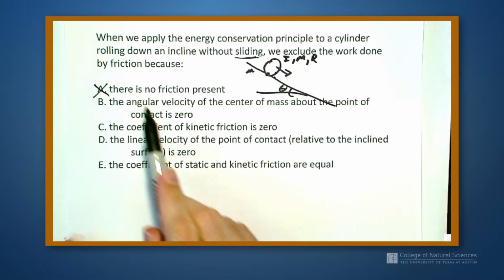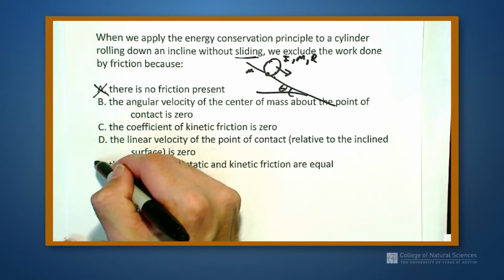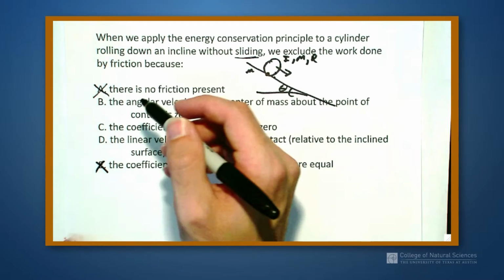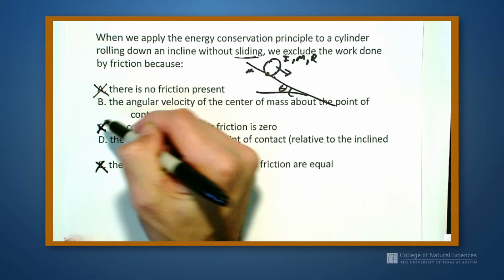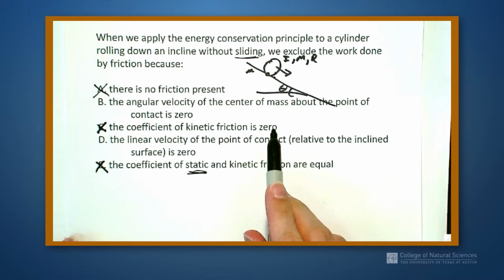So there is friction. Coefficient of static friction and kinetic friction are equal. That just doesn't really actually make any sense. Coefficient of kinetic friction is 0. We're not actually in a kinetic friction state. We're actually in a static friction state. So it doesn't matter what the kinetic friction is, and it's not because it's 0.